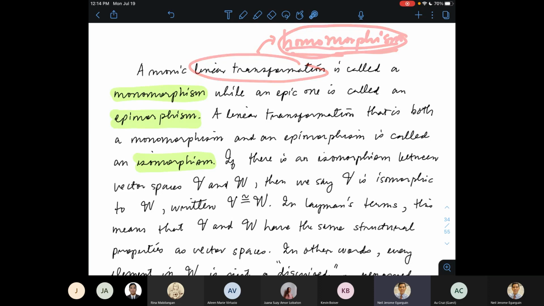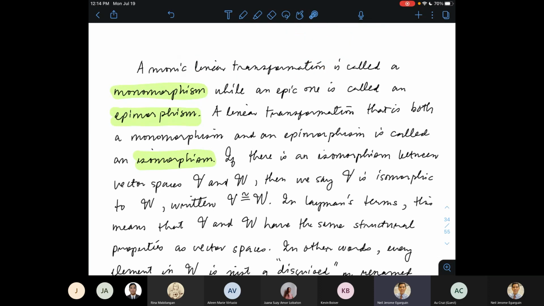And if you add the term monic, then it's monomorphism, mono plus morphism. And then if you have an epic linear transformation, it's called an epimorphism. And then if your linear transformation is both a monomorphism and an epimorphism, then it is an isomorphism. Okay, so just some more terms to remember.